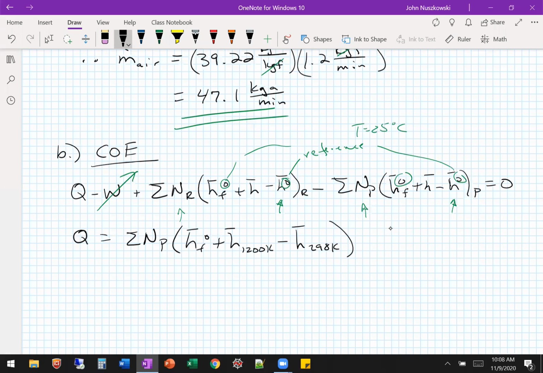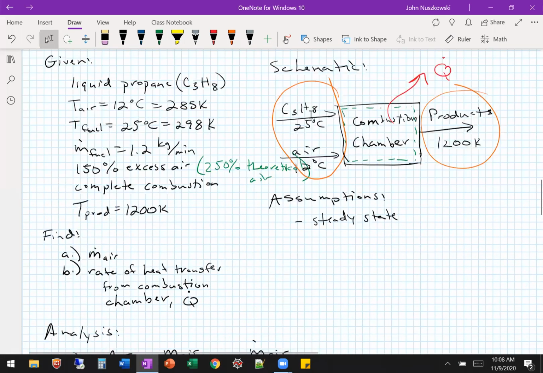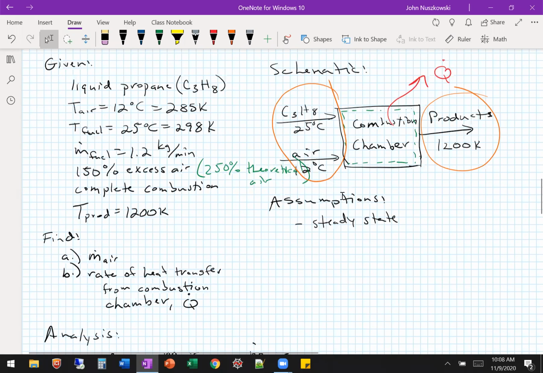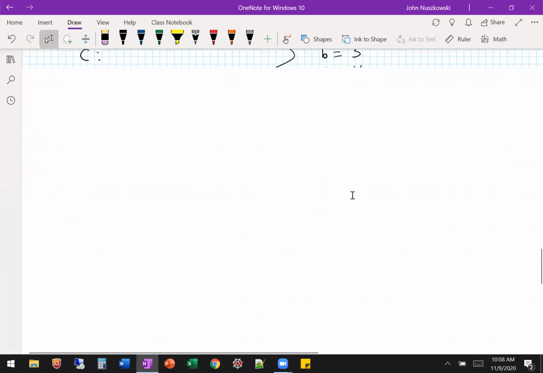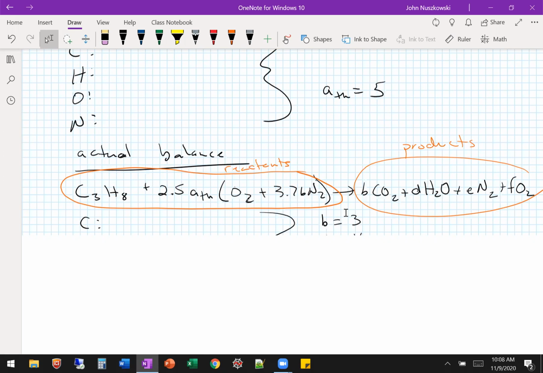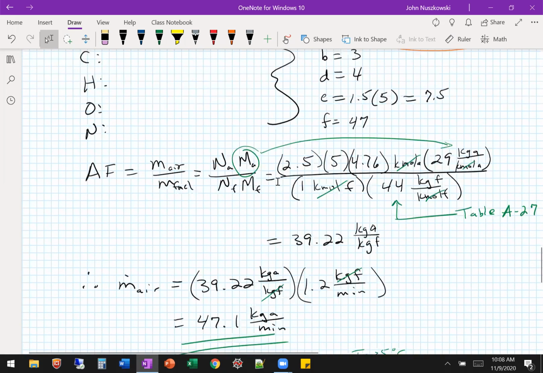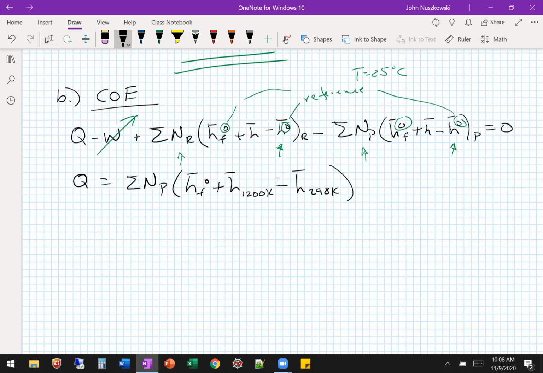So all our products are going to look like that. The reactants, they made it a little more challenging. They're at two different temperatures. The fuel's at 25, the air's at 12. We got to separate our reactants because they're at different temperatures, so we separate it at the beginning right here. So we have fuel, which has a reference formation. The fuel's at 25 degrees Celsius, so that's 298 Kelvin, and the reference state is 298 Kelvin. So that's our first reactant.